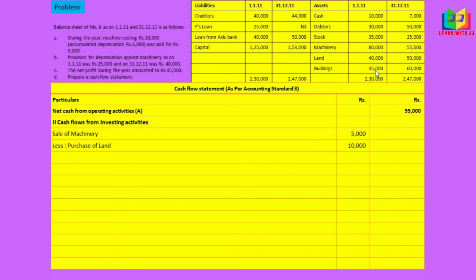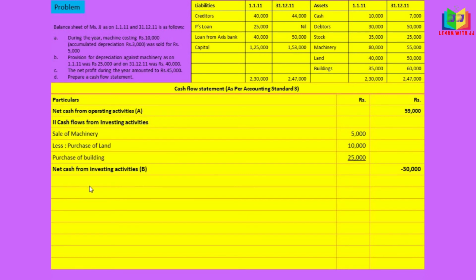And building, see, 35,000 in the opening and closing it is 60,000. So 25,000 worth building was purchased. And now we have to subtract this 10 plus 25 from this 5,000. This is sale and we have to subtract this from this 5,000. So we'll get a negative figure of minus 30,000. That is the net cash from investing activity.